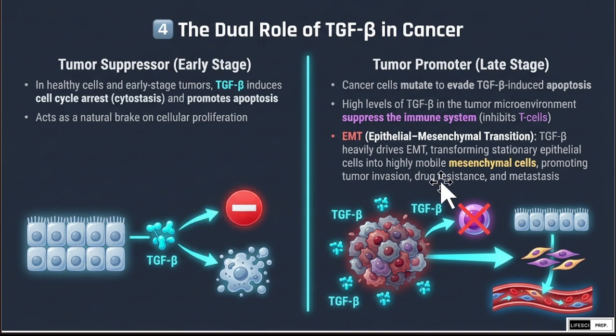proliferation. The second, later stage tumor, that is tumor promoter: cancer cells mutate to evade TGF-beta induced apoptosis. Higher level of TGF-beta in the tumor microenvironment suppresses the immune system and inhibits T cells. It also drives EMT, that is epithelial mesenchymal transition, transforming stationary epithelial cells into highly mobile mesenchymal cells, promoting tumor invasion, drug resistance, and metastasis.